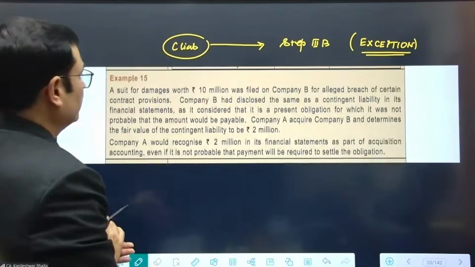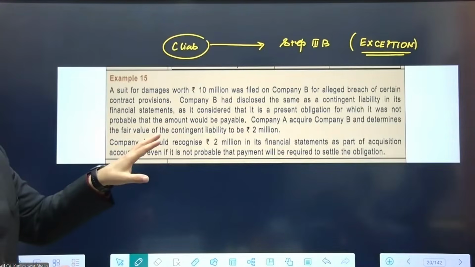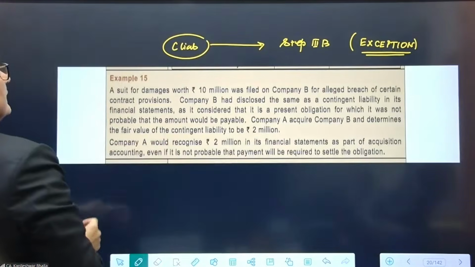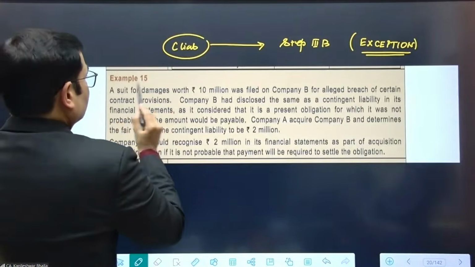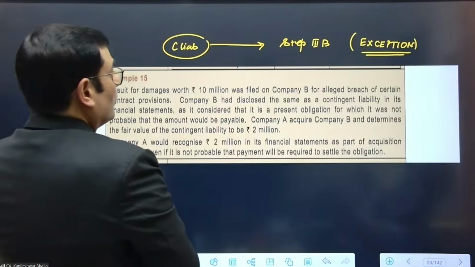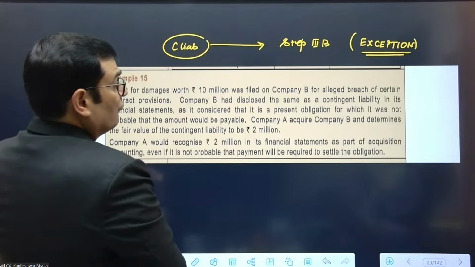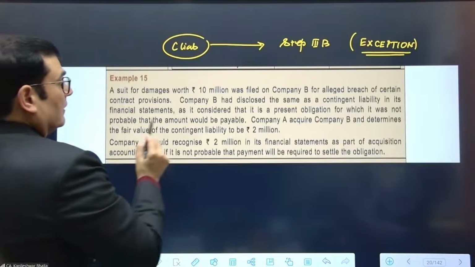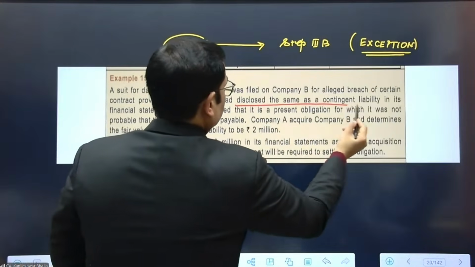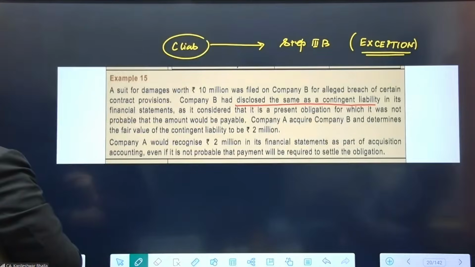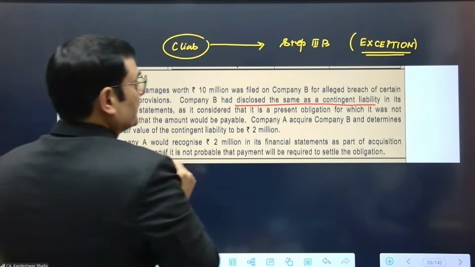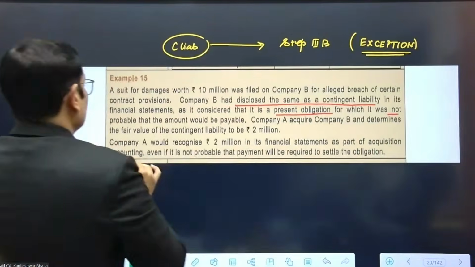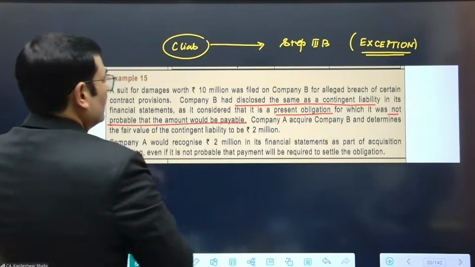So let's have a look at this example. We'll look at the contingent assets as well. Let me just read the inputs. It says a suit for damages worth 10 million was filed on company B for alleged breach of certain contract provision. Company B disclosed the same as a contingent liability in the financial statements as it considered it a present obligation for which it was not probable that the amount will be payable.